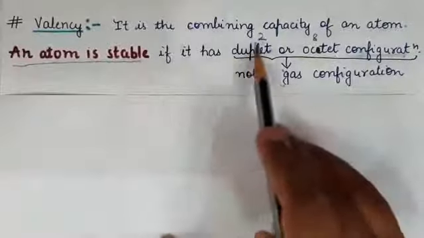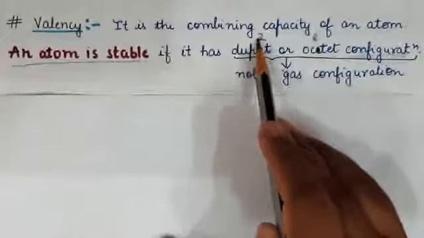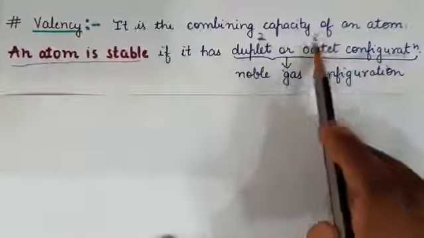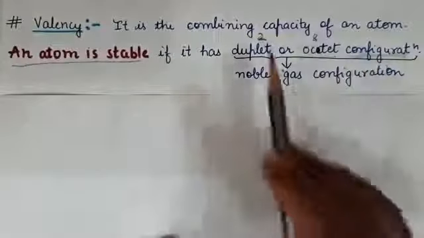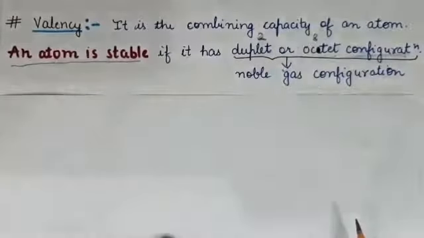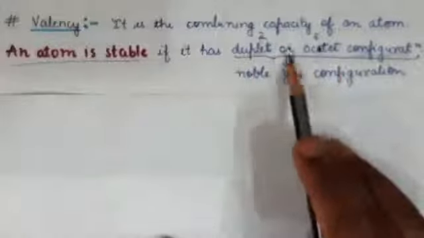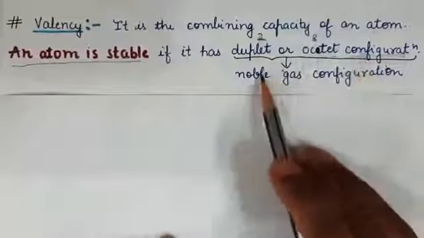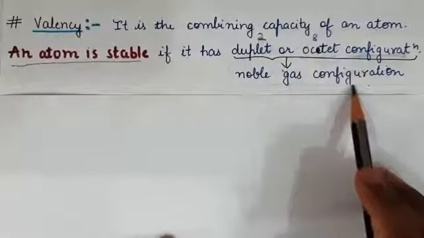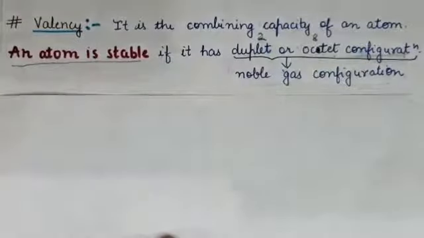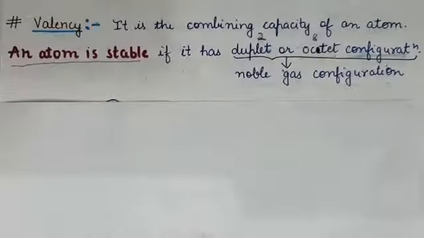If it has doublet or octet configuration, the atom is stable. This doublet or octet configuration is also called noble gas configuration. You people will be more clear with the help of examples.